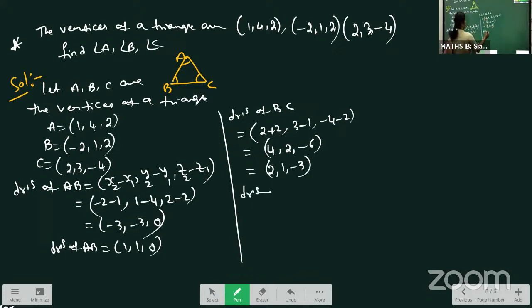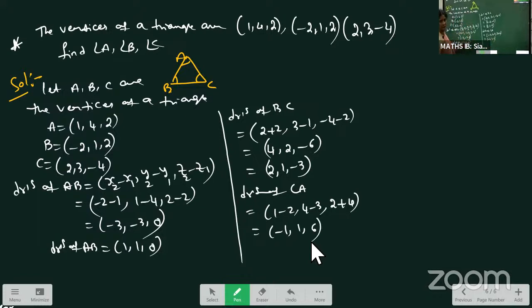Next, DRs of CA. Same, C point is x1, y1, z1 and A point is x2, y2, z2. x2 minus x1: 1 minus 2, y2 minus y1: 4 minus 3, and 2 plus 4. So here again, minus 1, 1, 6. Now we have DRs of all 3. Find A. Angle A means what?